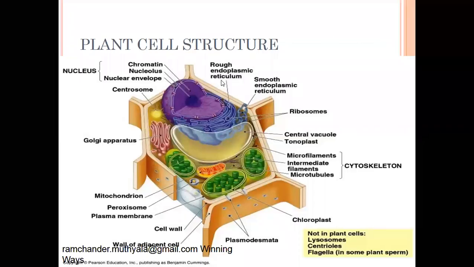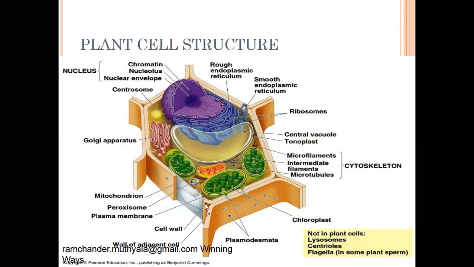Plant cell structure. The ultrastructure of a plant cell shows rectangular, hexagonal, or polygonal structure. The plant cell is covered by a thick cell wall.